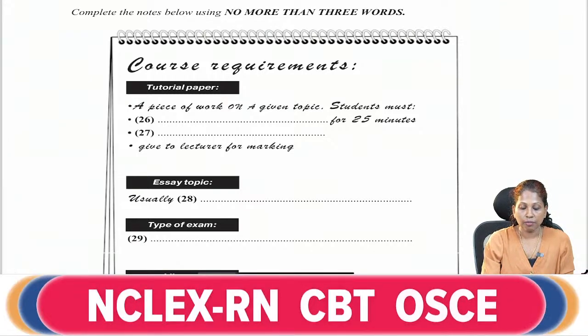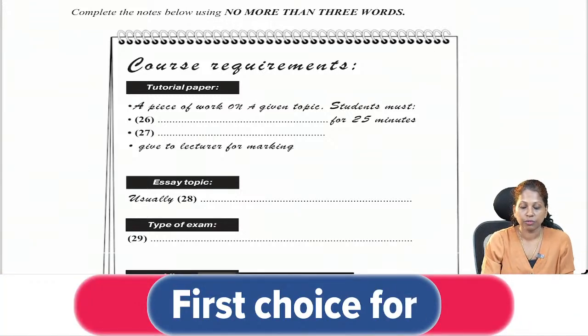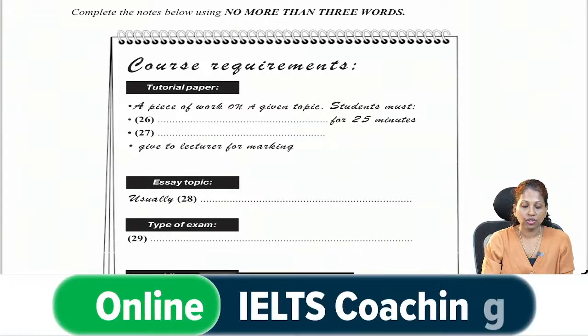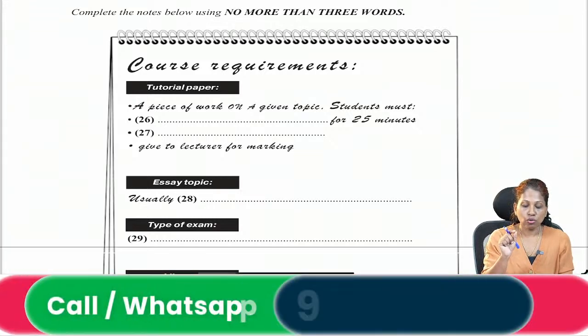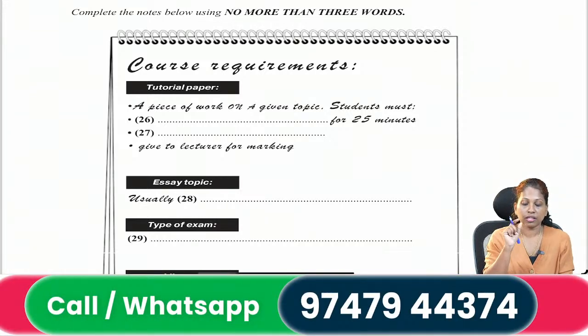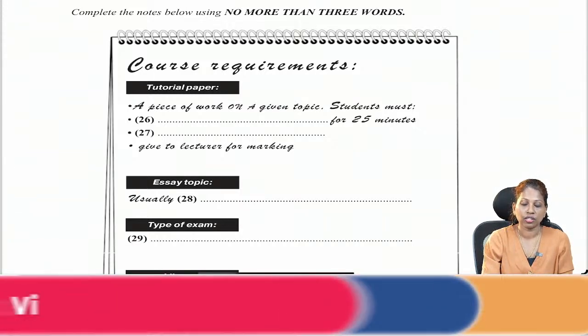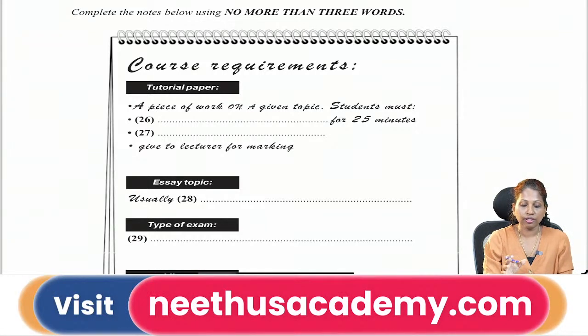So the first subheading is tutorial paper. It's about a tutorial paper which is being mentioned there. So let's read the question. The question says, about the tutorial papers, there are four characteristics mentioned, wherein two are already filled and two we have to get. A piece of work on a given topic.